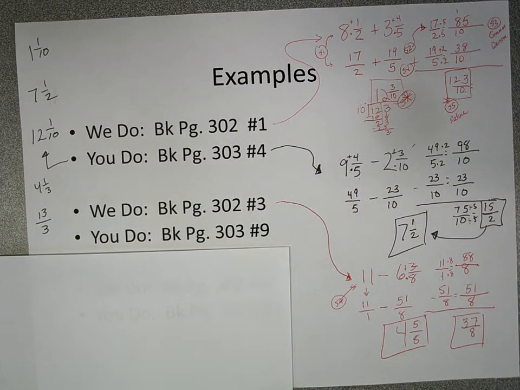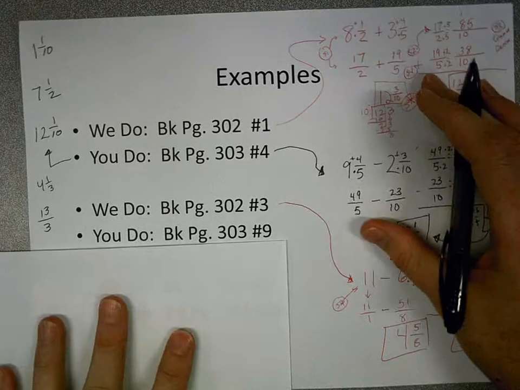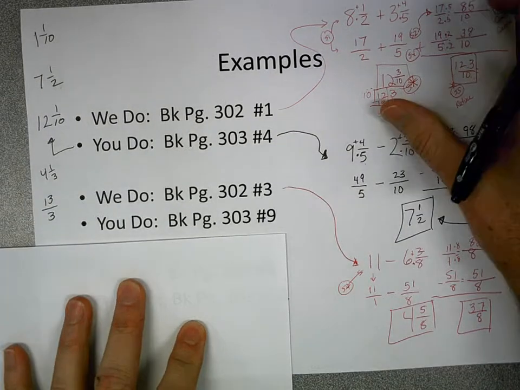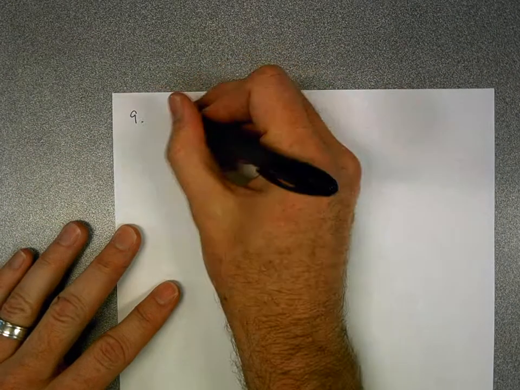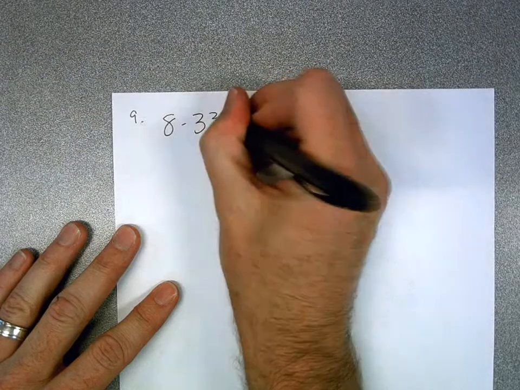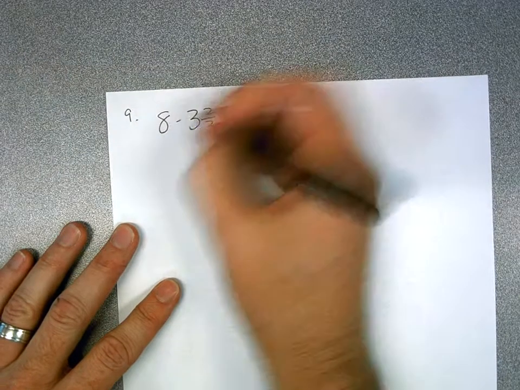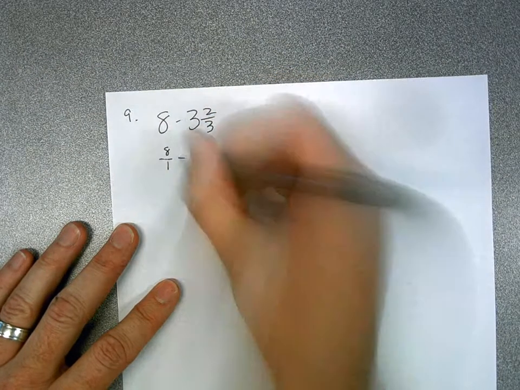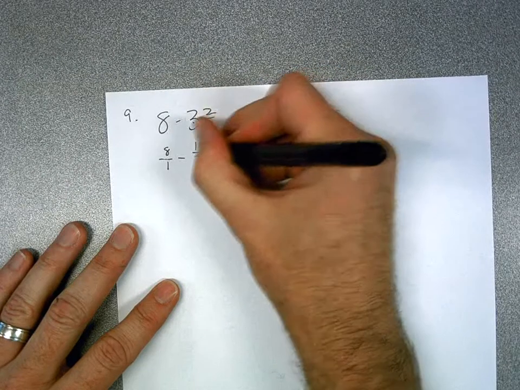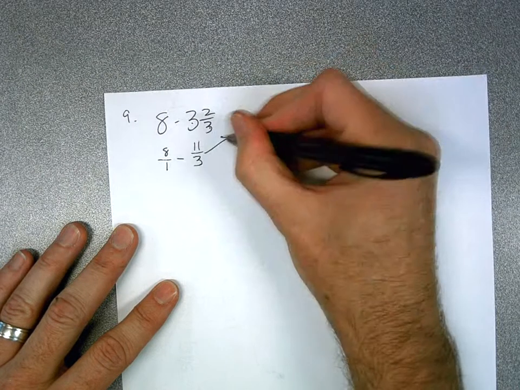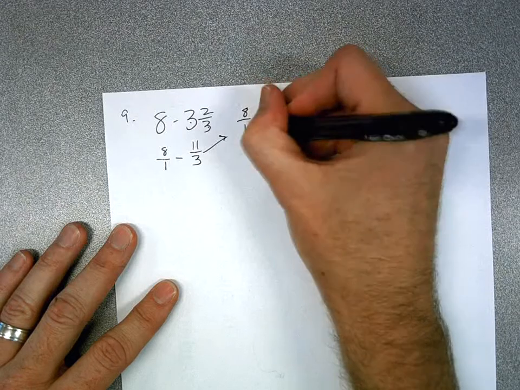All right, well. Okay, here we go. Let's check it out. So I'm actually running out of room, right? So I'm going to go ahead and flip the paper over. We're looking at page 303, number 9. All right, so number 9 is 8 minus 3 and 2/3. I'm going to put them as improper fractions. So I have 8 over 1 minus, let's see, that's 9 plus 2 is 11 thirds. I'm going to stack them up. 8 over 1 minus 11 thirds.